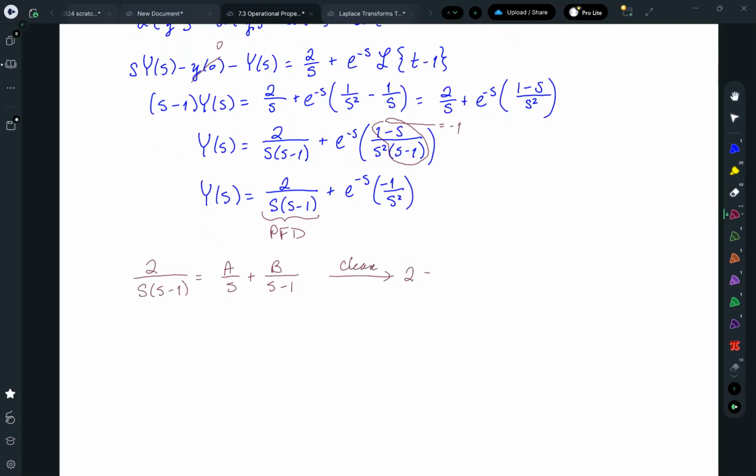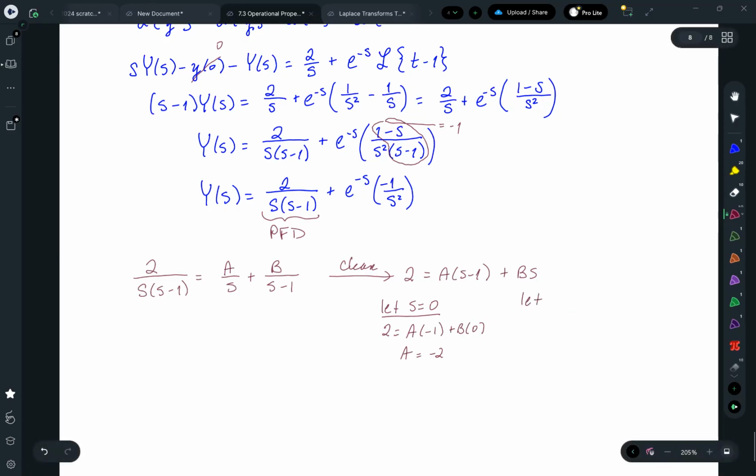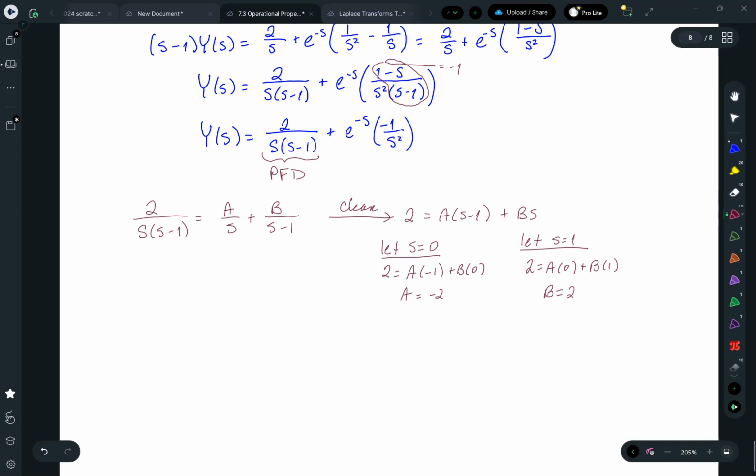I get 2 is equal to A times (s minus 1) plus Bs. Then I can let s equal 0. I get 2 is equal to A times negative 1 plus B times 0. So A is negative 2. Then I can let s equal positive 1. And I get 2 is A times 0 plus B times 1. So B is 2.